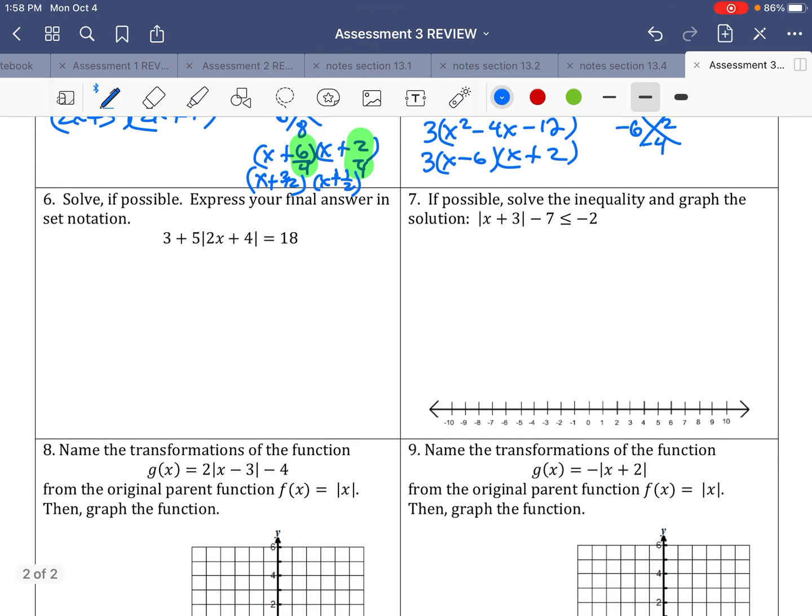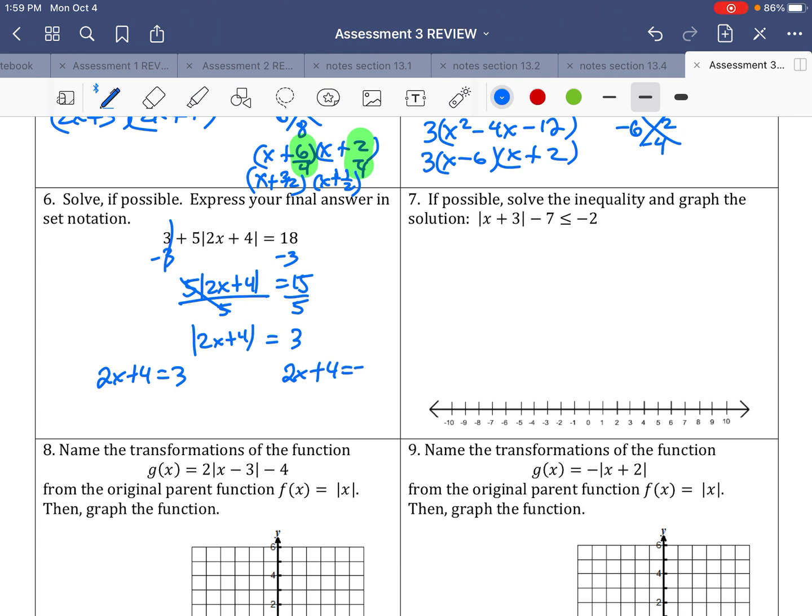All right, for number 6, I'm going to clean this up. So take away 3. So I have 5 and 2x plus 4 equals 15. Let's divide by 5. I have 2x plus 4, in the absolute value bars, equals 3. So now I'm ready for my two problems. It came out to a positive 3, so 2x plus 4 equals 3, and 2x plus 4 equals negative 3.